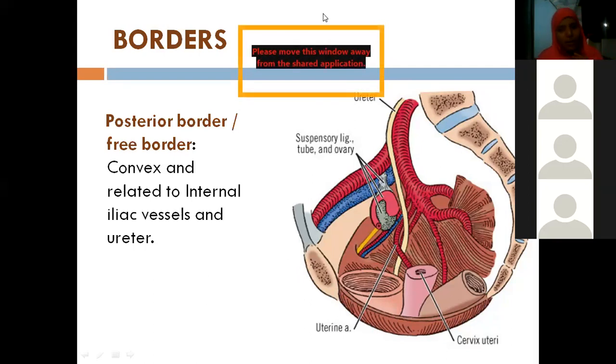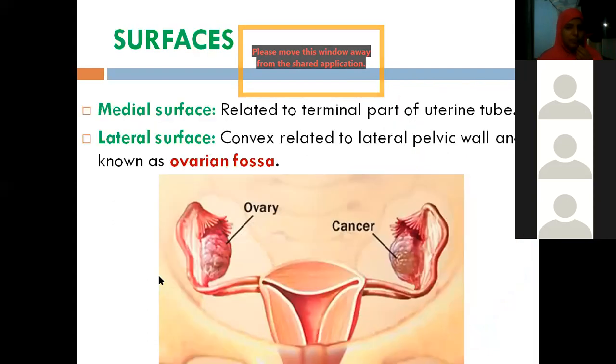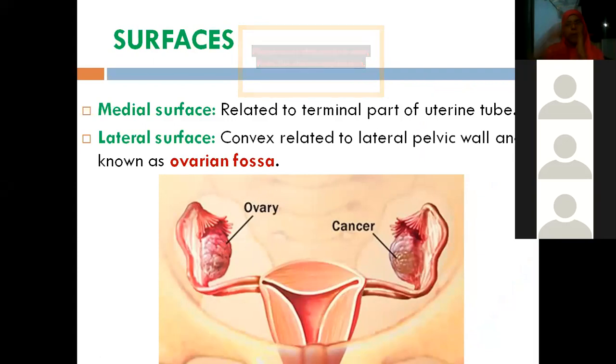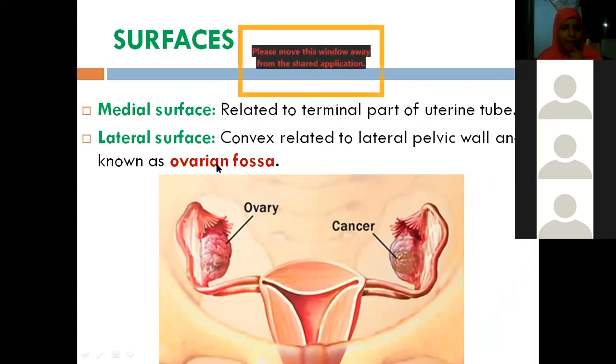Now we are talking about the posterior border of the ovary, which is related to the branches of the internal iliac vessels, and it is also related to this white structure. What is this white structure? Ureter. Now coming to the surfaces: anterior border, posterior border, upper pole, lower pole, medial surface, lateral surface. The medial surface is related to the terminal part of the fallopian tube, and the lateral surface is lying in the ovarian fossa. It is convex, related to the lateral pelvic wall, and lying in the ovarian fossa.